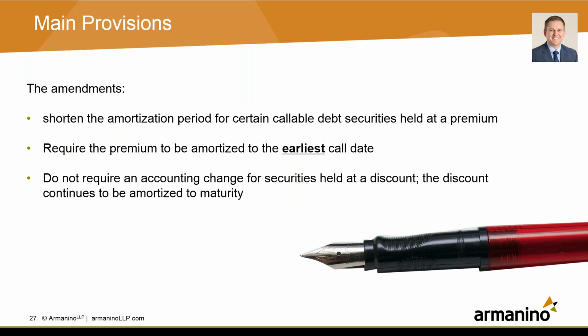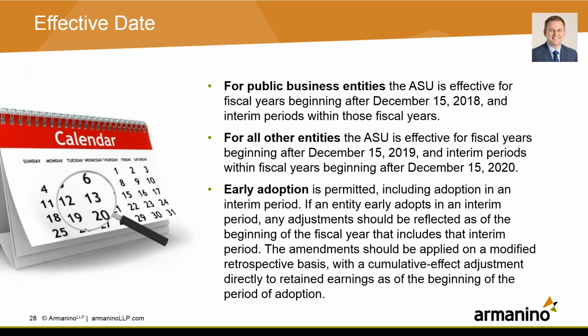The update requires, like I said, the amortization period for a premium on callable debt securities to extend to the earliest call date. And that is very different from current GAAP that requires the premium to be amortized over the contractual life of the instrument. This update is silent on any changes to the amortization period for securities held at a discount. Discounts under the continued guidance will continue to be amortized until maturity. So looking at the effective dates here, for public entities, this is effective for periods beginning after December 15, 2018. All other entities is after December 15, 2019. And again, early adoption is permitted.